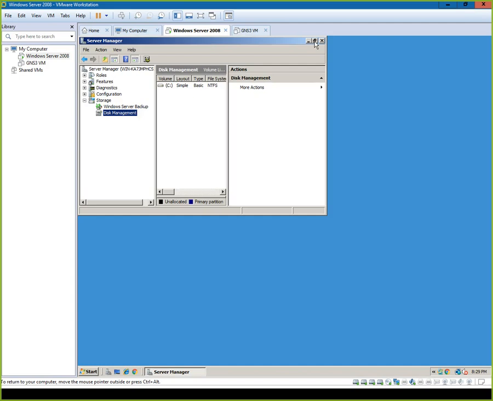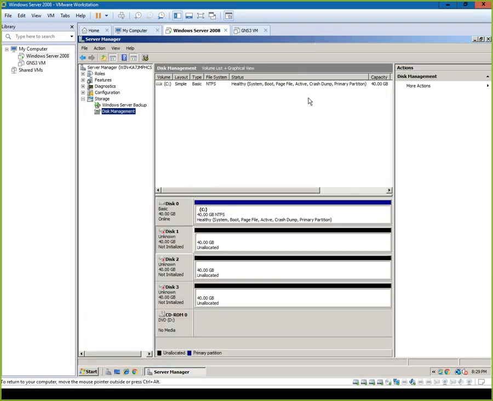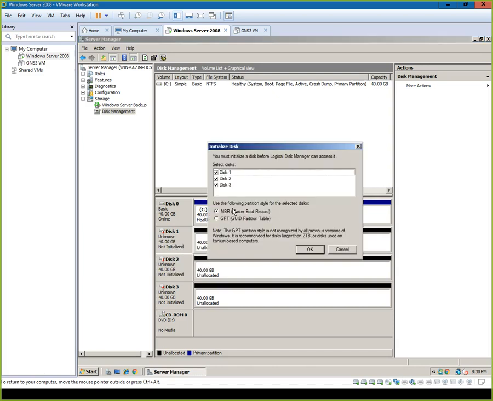It has, I hope, if it'll wake up, a number of drives down here. These are unallocated, nothing on these, and they're also not activated. The first thing: they were offline. I did bring them online. The first thing we need to do is initialize them. Let's just go ahead and initialize them.